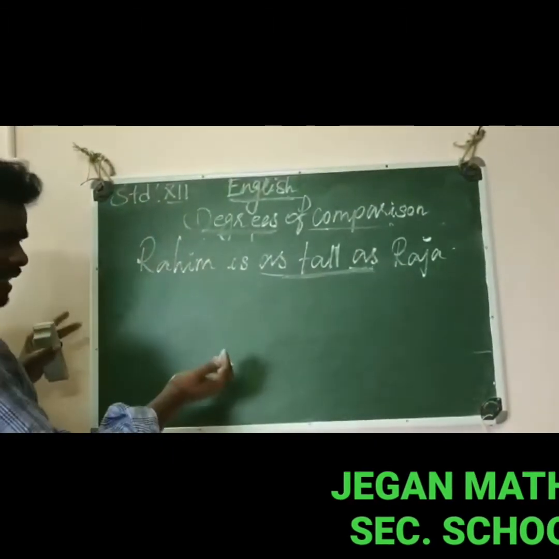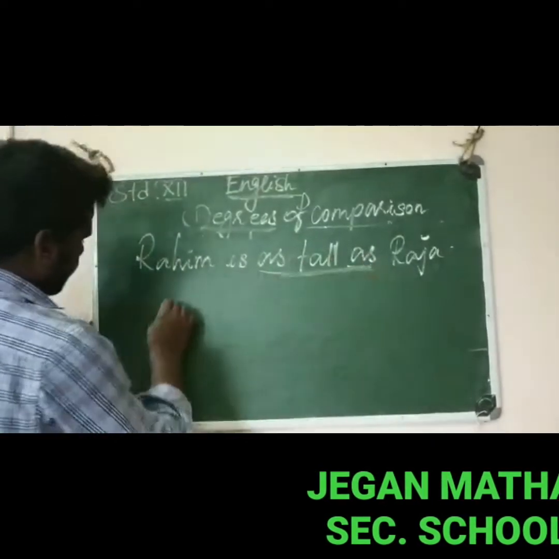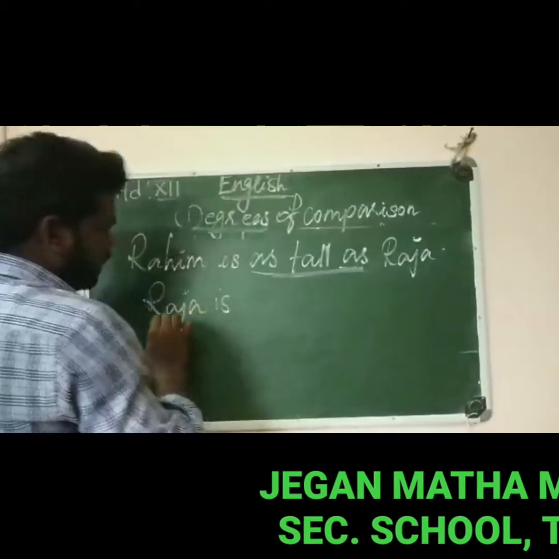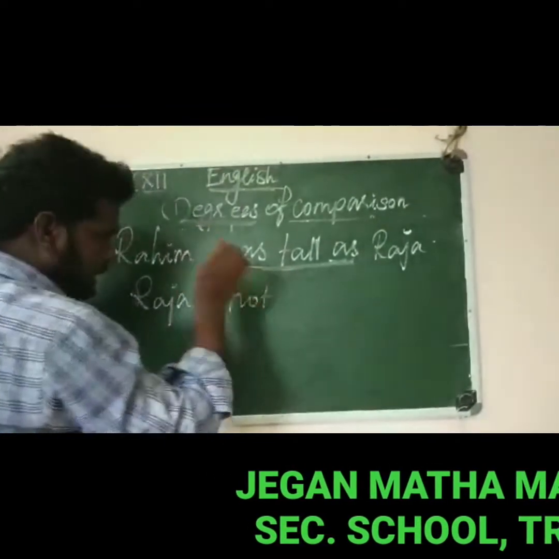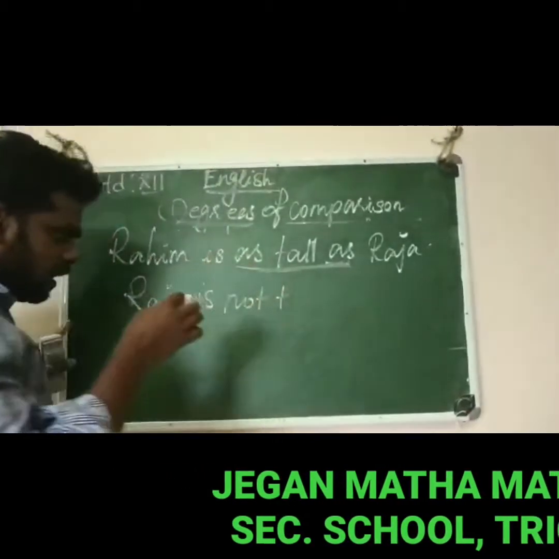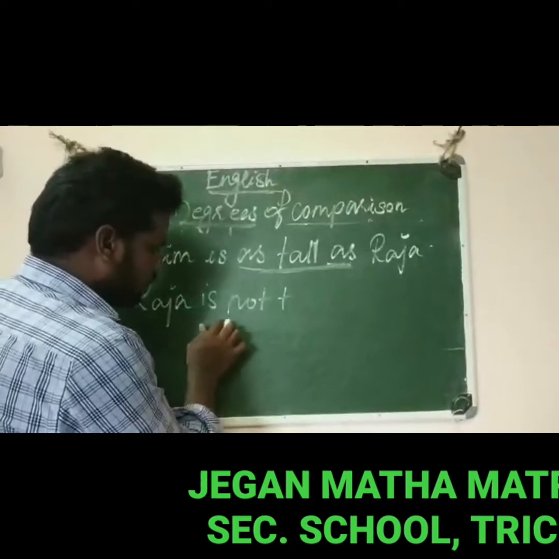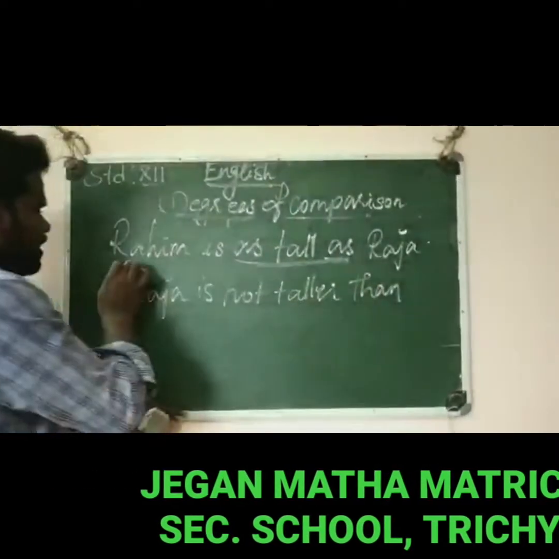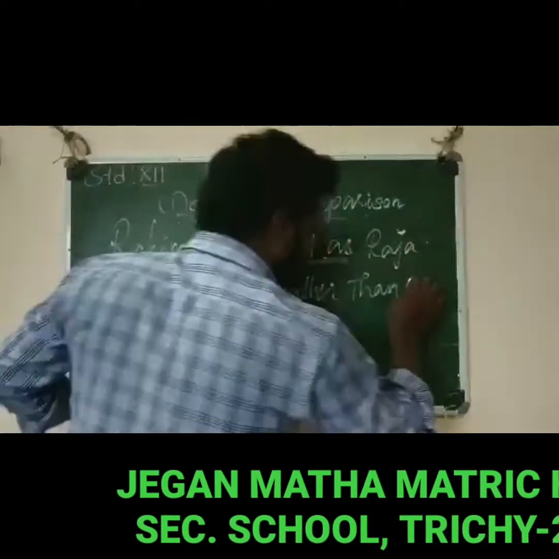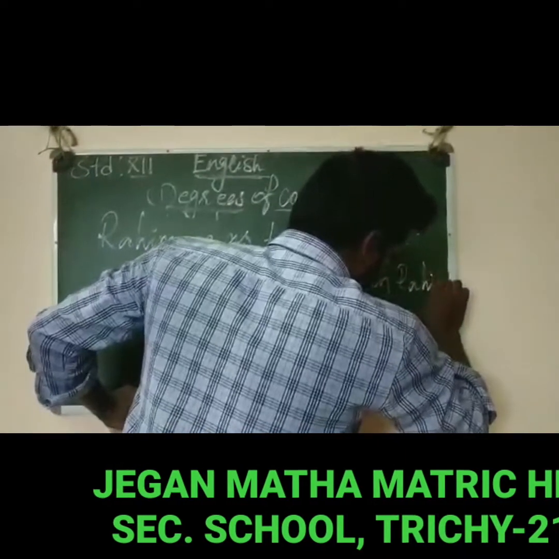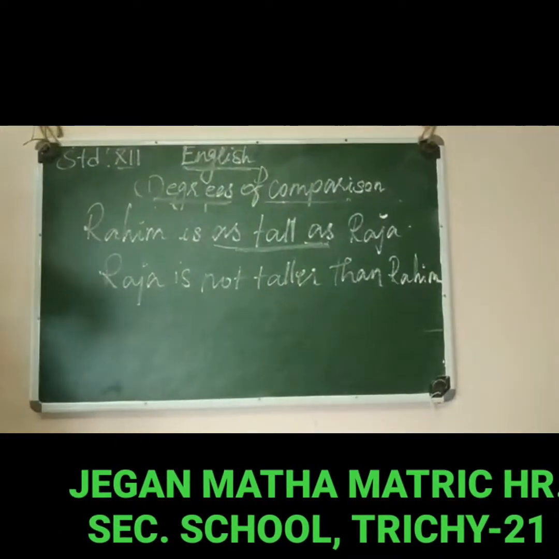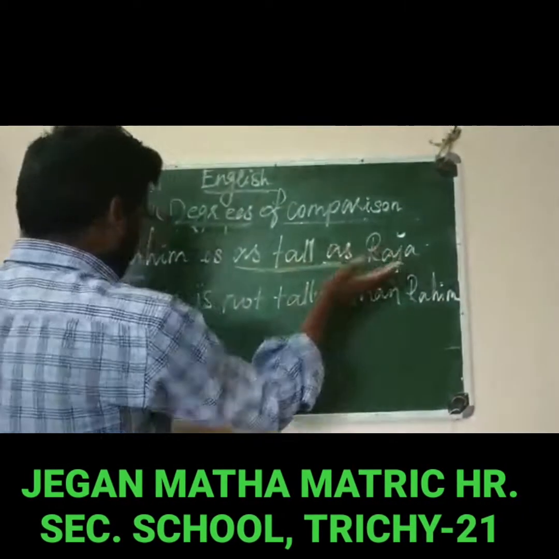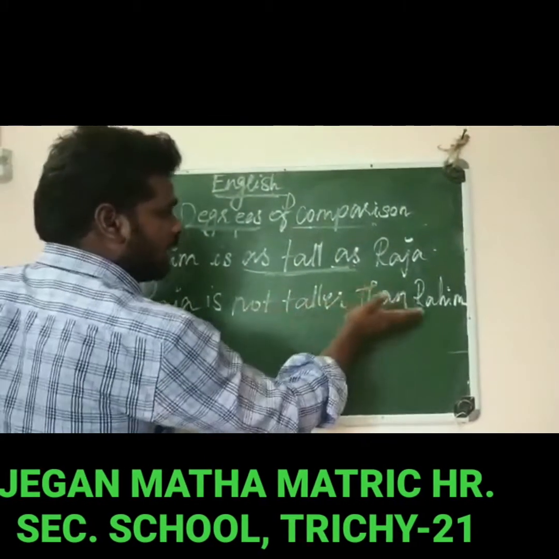Now we want to change to the comparative degree. Raja is not taller than Rahim. According to the rule, we have to apply it here. Rahim is as tall as Raja. Raja is not taller than Rahim.